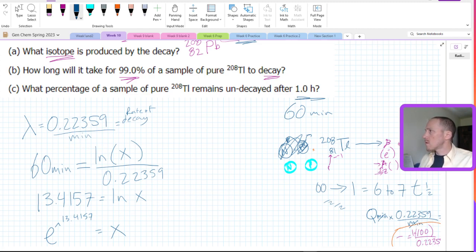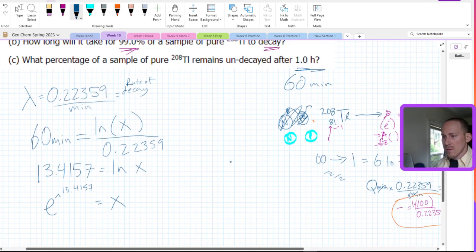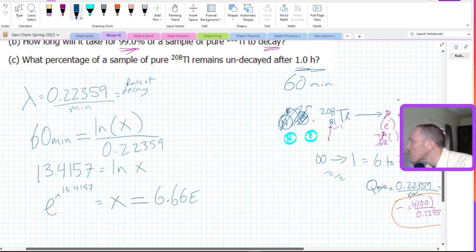Something awry. Is that right? Maybe that's right. 13.41. Yeah, I guess that's correct. But let me think about this, because this does not make sense to me at this moment. Oh, maybe it does. So, based on what I just solved, x equals like a huge number, 6.66 times 10 to the 5th.